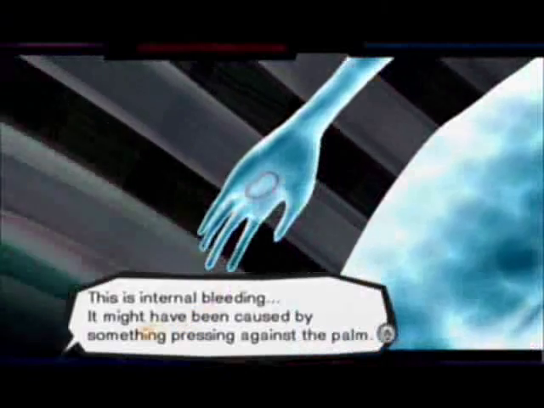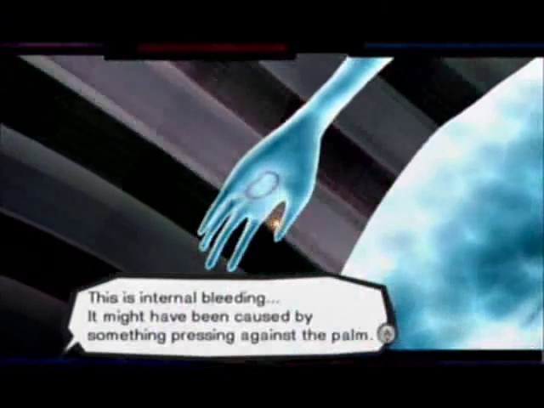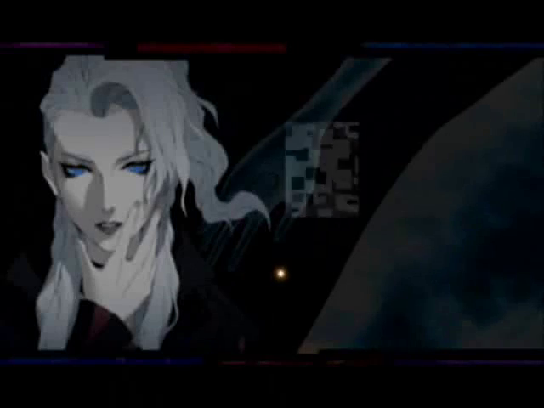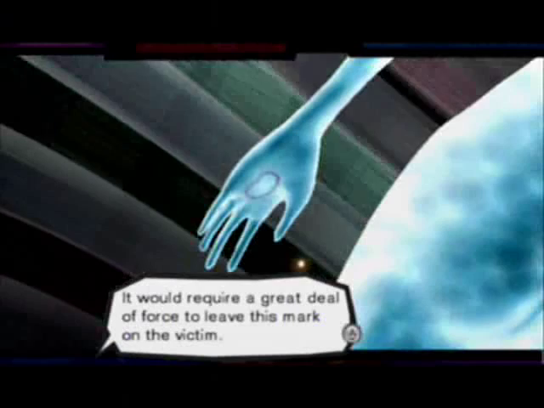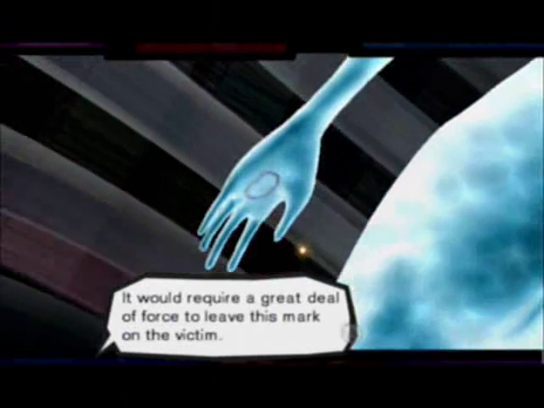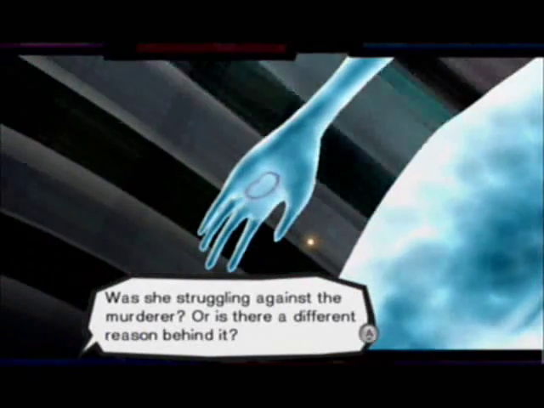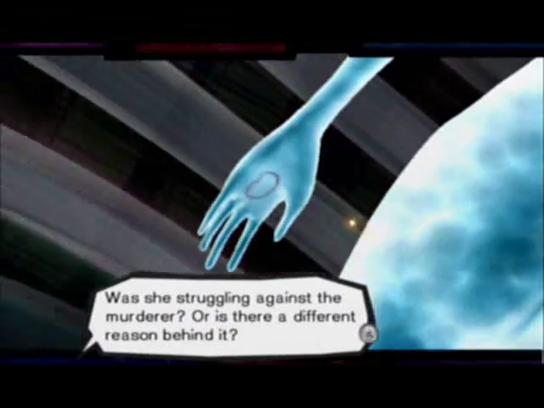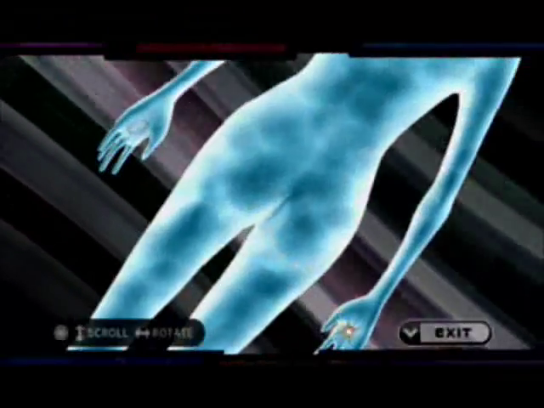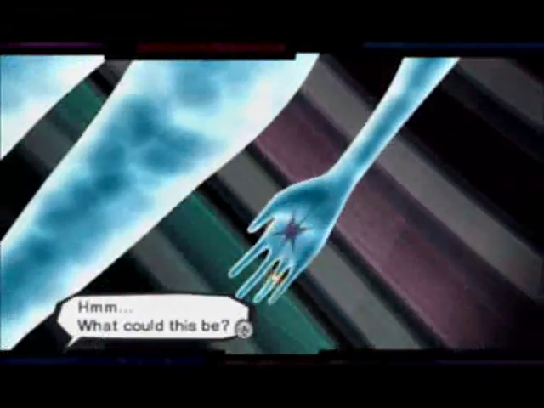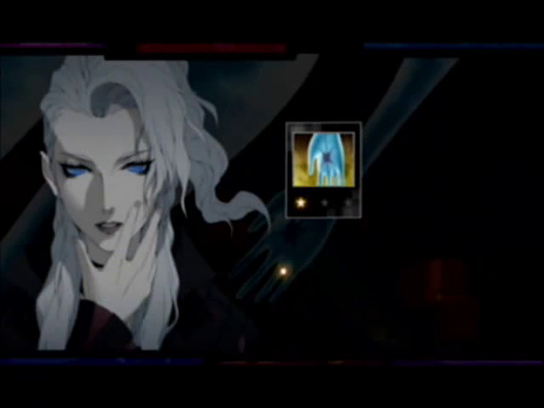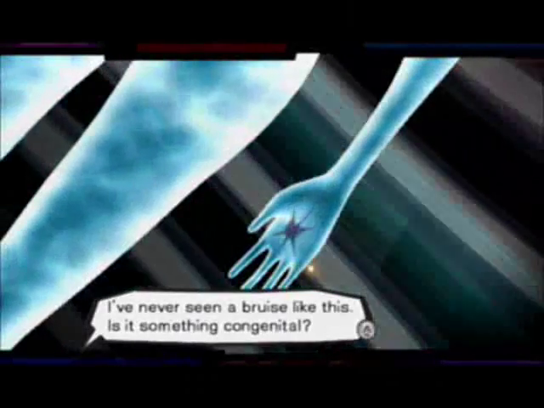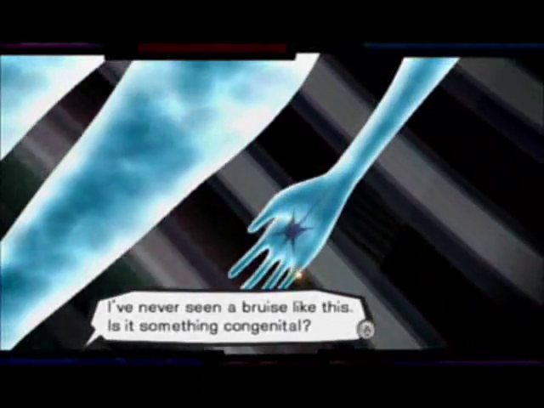This is internal bleeding. It might have been caused by something pressing against the palm. It would require a great deal of force to leave this mark on the victim. Was she struggling against the murderer? Or is there a different reason behind it? Wow, there's a lot happening here. What could this be? I've never seen a bruise like this. Is it something congenital?